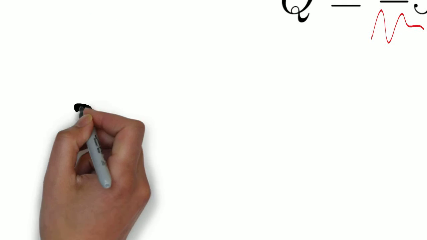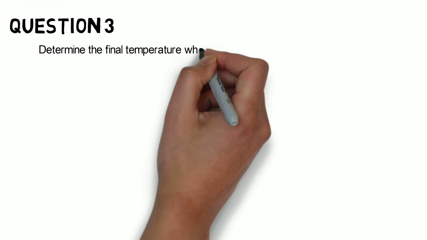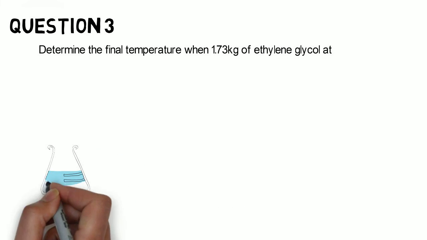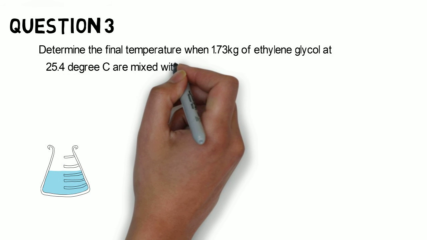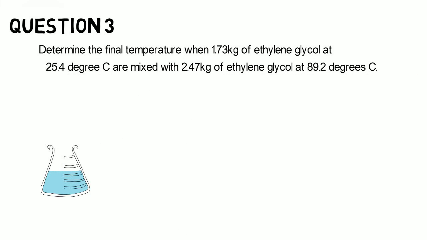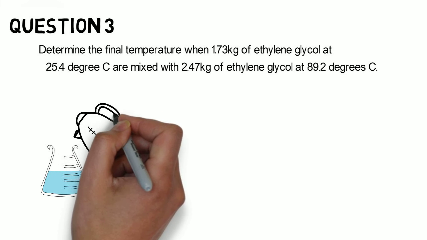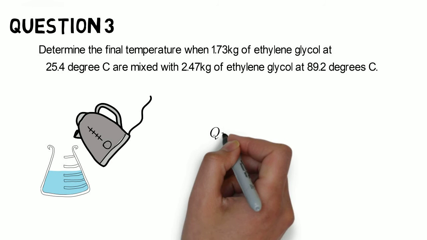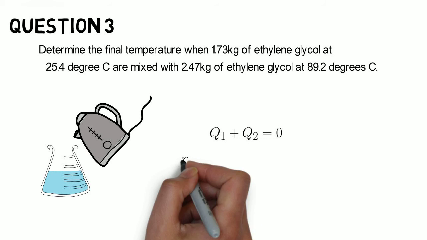Last question, number 3. The specific heat capacity of ethylene glycol is 2,200 joules per kilogram degrees Celsius. Determine the final temperature when 1.73 kilograms of ethylene glycol at 25.4 degrees Celsius are mixed with 2.47 kilograms of ethylene glycol at 89.2 degrees Celsius. So in this case, we're going to do the same thing. Q1 plus Q2 equals 0.